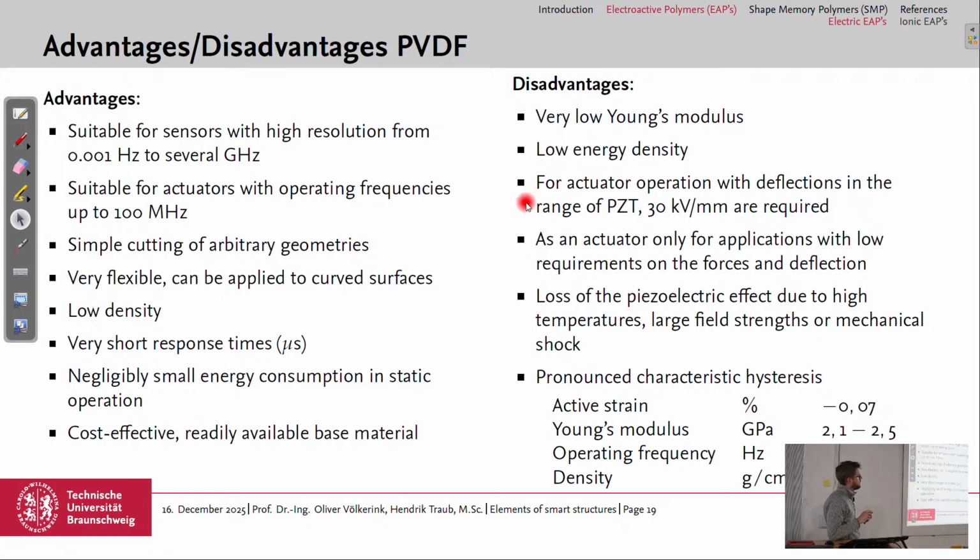If we want to have deflections like with the piezoceramics, you need very high voltages, so up to 30 kilovolts per millimeter compared to around 2 kilovolts per millimeter with the piezoceramic. So 15 times higher voltage for the actuator operation for the same deflection, which is not large in the piezoceramic material. So we can only use it as an actuator for low requirements with respect to forces and deflection.